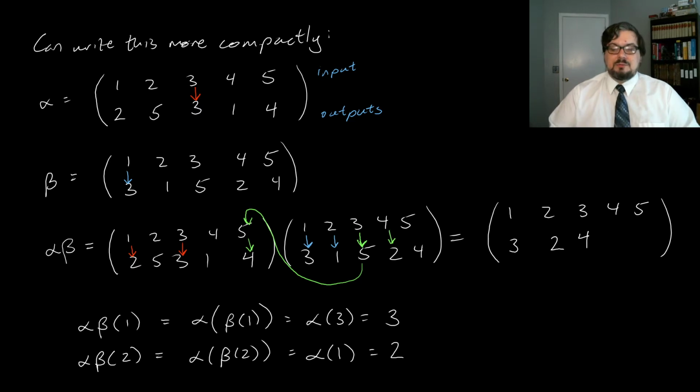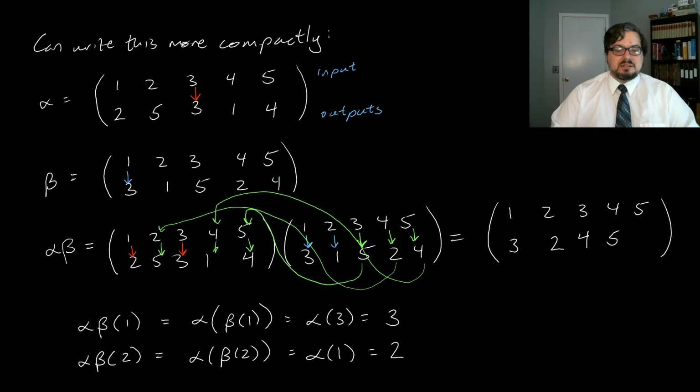And we can continue this. 4 gets sent to 2 under beta, and then 2 gets sent to 5 under alpha. So 4 gets sent to 5 in the product. And then 5 gets sent to 4, and 4 gets sent to 1 in the product. So 5 gets sent to 1. So this allows us to compute the products of two permutations fairly easily.